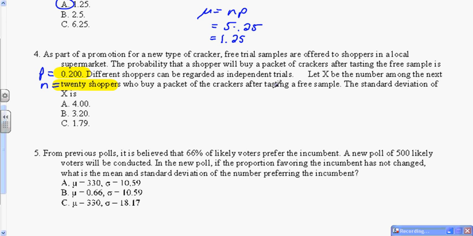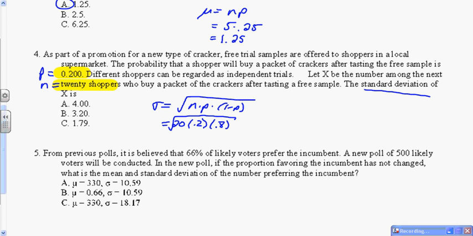N is 20. The standard deviation is what? Standard deviation is the square root of N times P times 1 minus P, or Q. So we have 20 times 0.2 times 0.8. 1 minus 0.2 is 0.8. That would give us 1.7889, which is C.